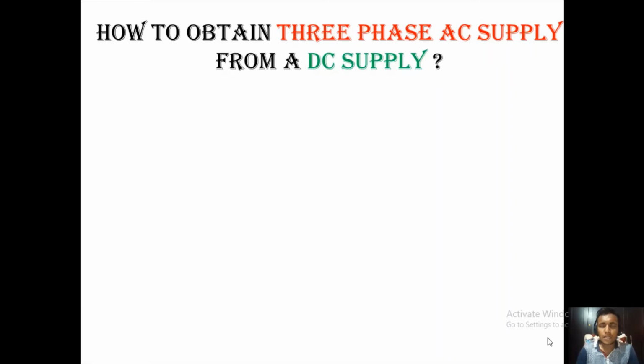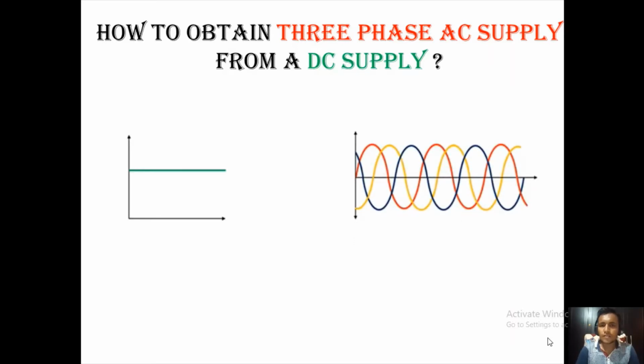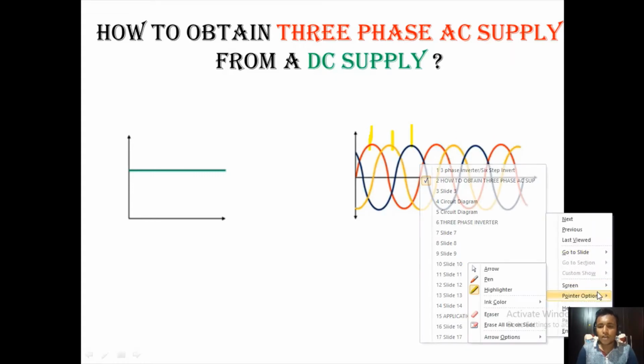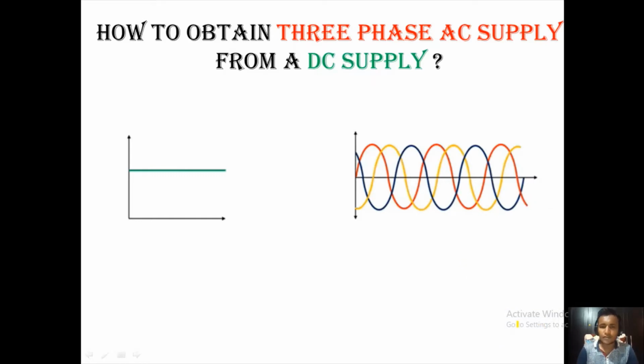Today the question of the day is how to obtain a three-phase AC supply from a DC supply. We already know that the DC supply waveform is like this, and we have to convert this DC supply into a three-phase sinusoidal AC supply. That is the waveform for a three-phase AC supply, having three phases, that is R phase, Y phase and B phase. These three phases are 120-degree phase shifted with each other. That is a three-phase sinusoidal AC supply.